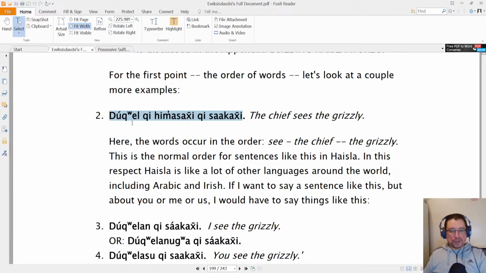So this sentence here would read, Dukwul ke he masahe ke sakyahe. Dukwul ke he masahe ke sakyahe. And this means the chief sees the grizzly. And there's an accent marker missing. There should be an accent over this first A in sakyahe. And there's also one missing here.